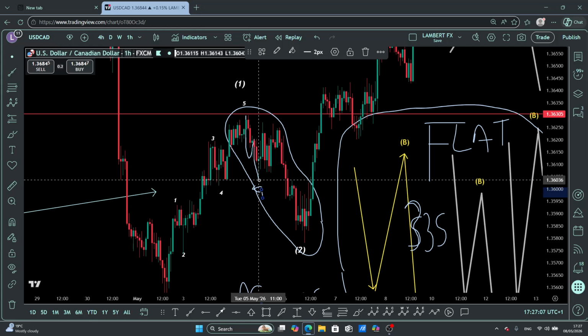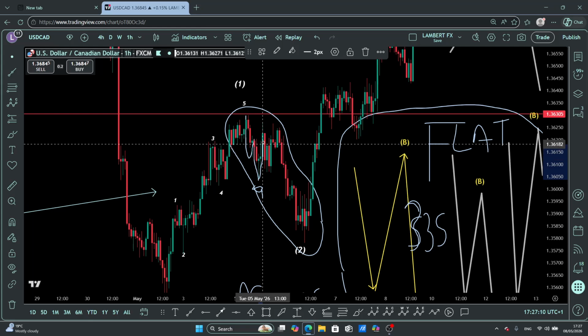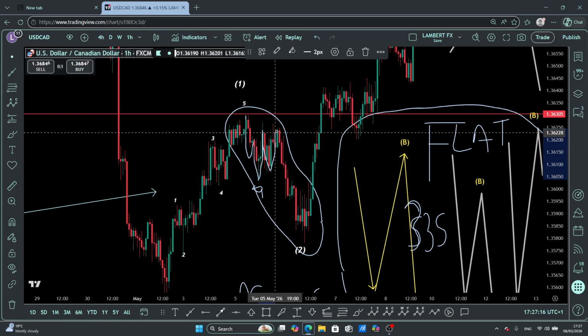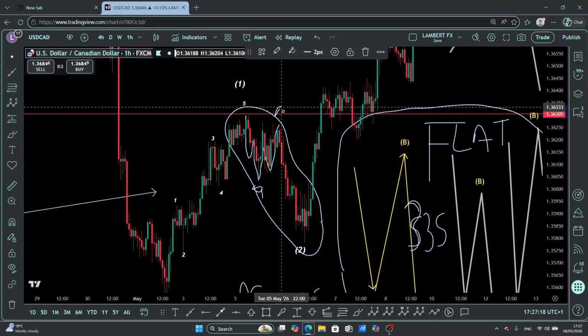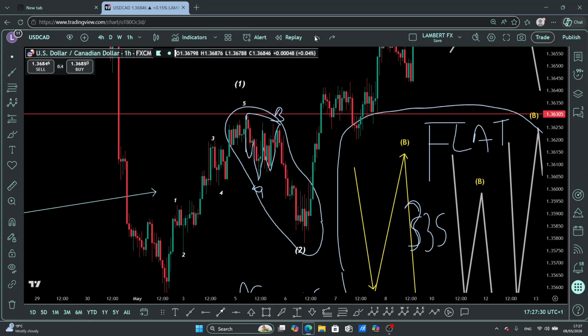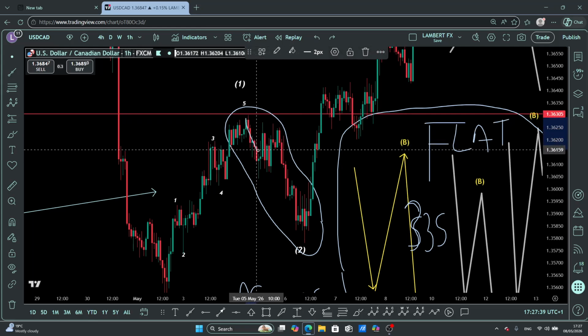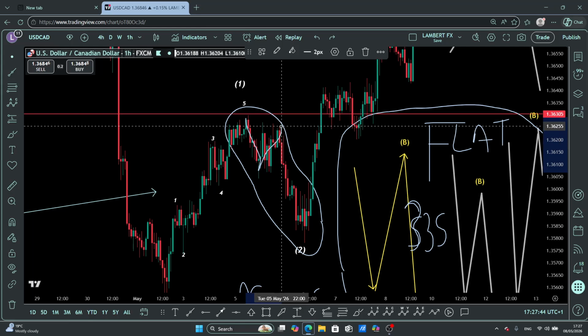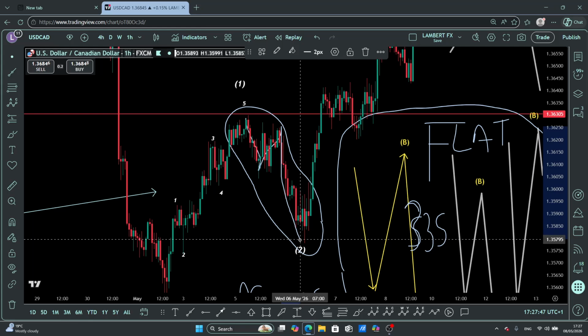And then for your B leg, you have your A here, you have your B here, and then you have your C here, which is your B. As you can see, this C here did not go above the origin of the first leg down. So this is a regular flat. Where you had your first leg down for 3, your second leg up here for 3, and then your final leg down here for C.